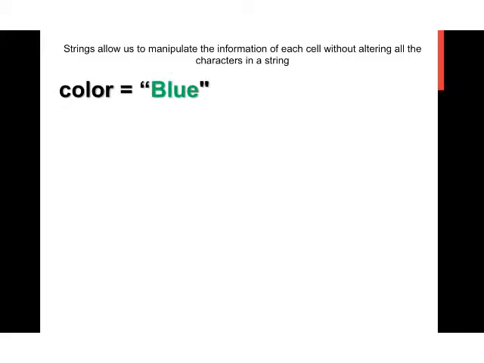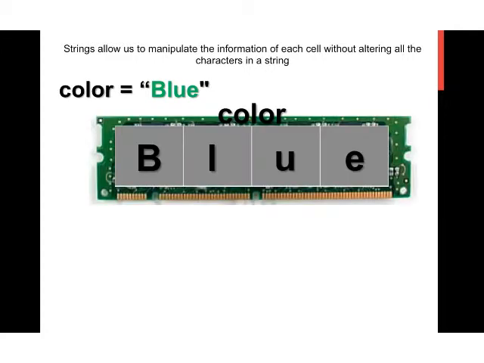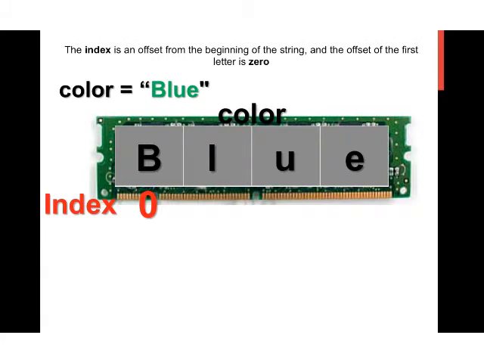Why? Because they allow us to manipulate the information of each cell. For this, computer scientists identify each cell as an index. The index is an offset from the beginning of the string. For instance, from our previous example, for the string color with value blue, the offset index of the first letter B is 0. The index for the second letter L is 1. The third letter U has the index 2, and the fourth letter E has the index 3.